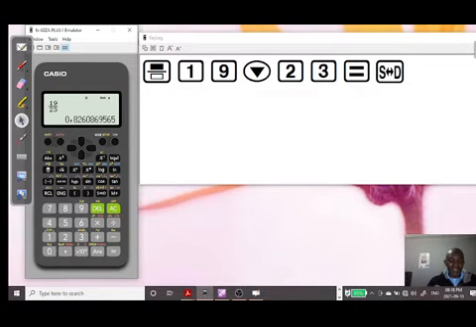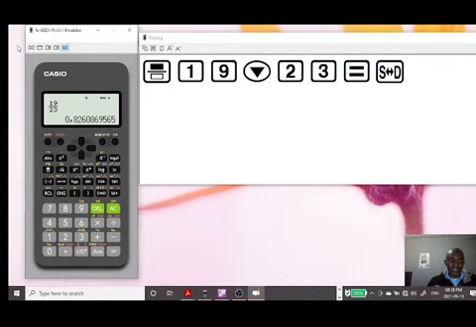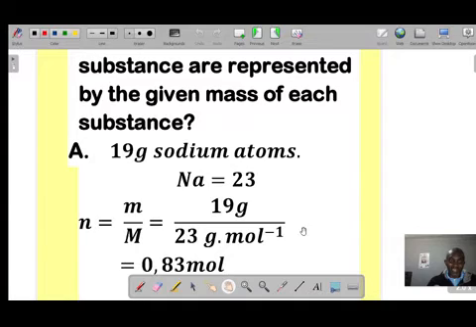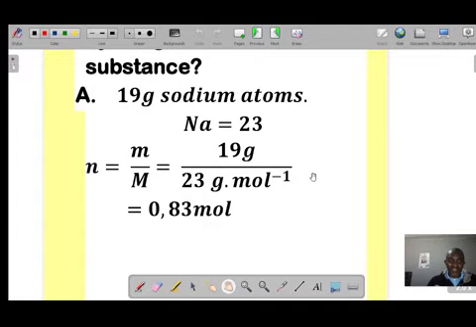Let's go back to our whiteboard. If you check what I did here, that's exactly what I've just shown you, and my answer was 0.83 moles. Let us proceed.